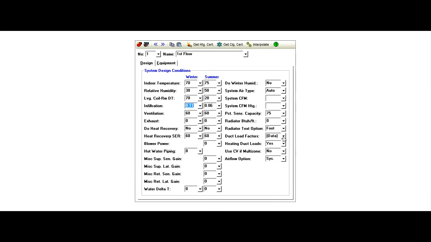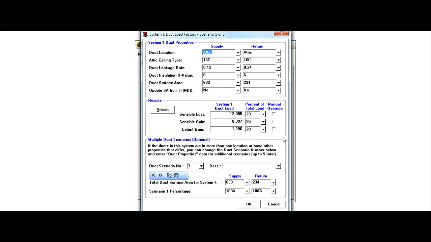But the big sin in the 2012 code is that we can still have the duct outside the conditioned space. And that's the way most houses are still built, with the duct outside the conditioned space. So here, we're going to put the duct in the attic outside the conditioned space. Now, what the 2012 code changed a little bit is that the insulation around the duct must now be R-value of 8 on the supply side, but we can still have 6 on the return side.